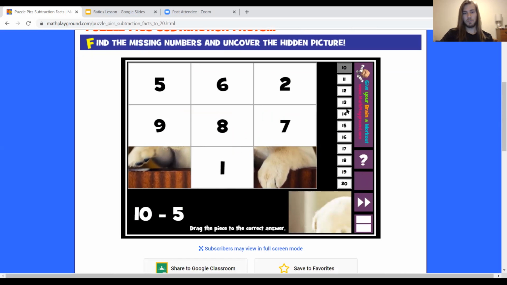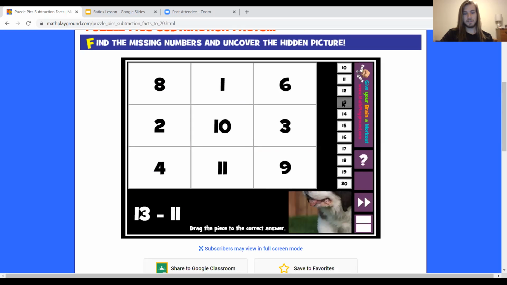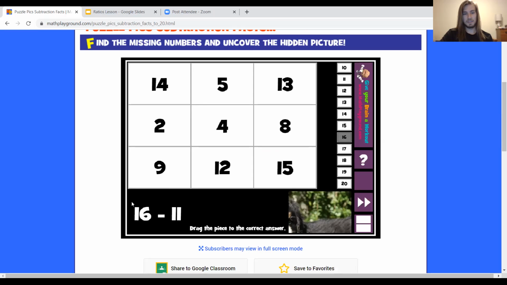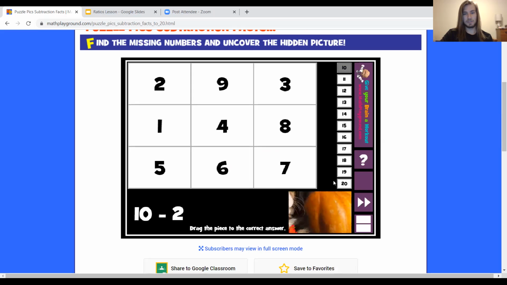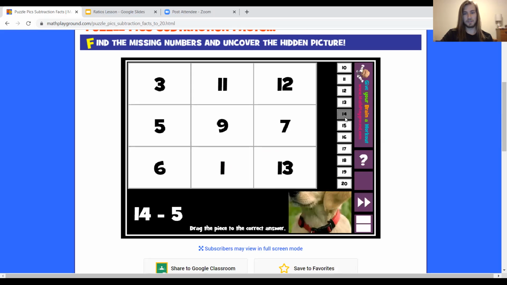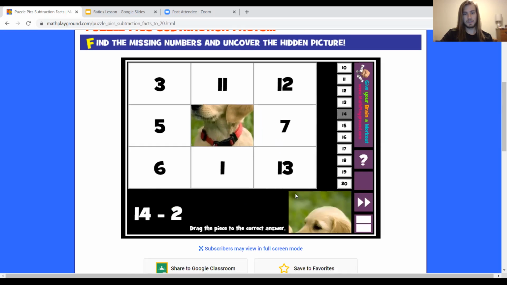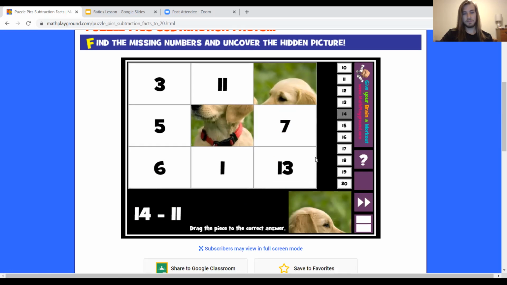And you can see there's a whole bunch of different categories here. Like if you click on 13, then the first number that's going to get subtracted from is 13, in fact. If we go to 16, it'll be 16. It goes over all of these categories here. So let's go ahead and do one real quick. We'll just do 14. 14 minus 5 is 9. 14 minus 2 is 12.